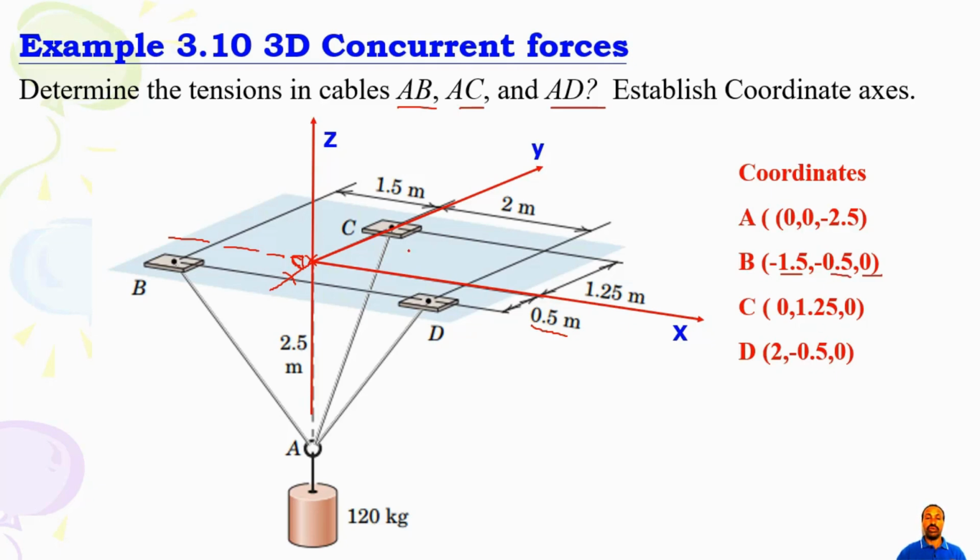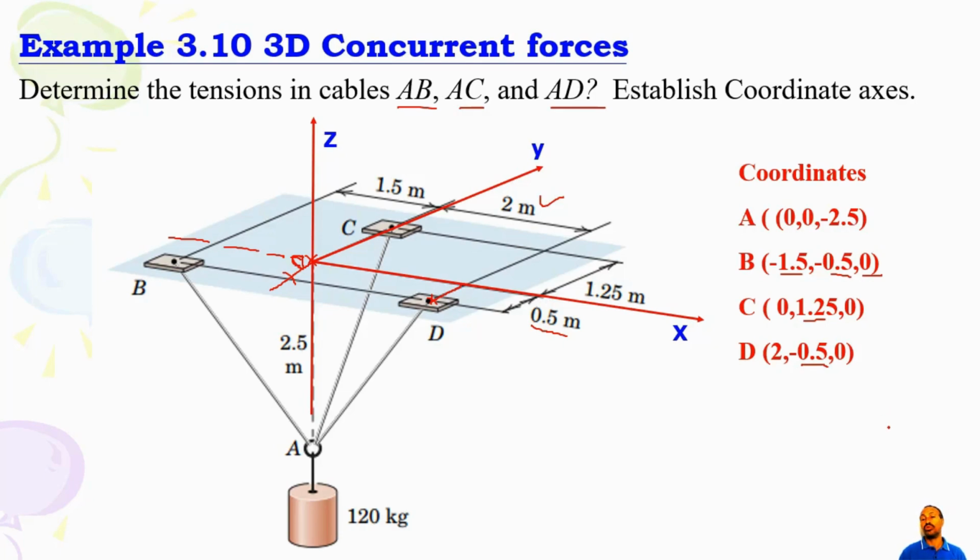Then the C coordinate will be this one. So you go in the Y direction, which is this one, 1.25 only. The rest are 0, 0. And D, this is the D coordinate. So in the X direction, you go a distance of 2 meters. And you go in the backward direction of Y, this point is in the backward direction of the Y axis, so you put negative 0.5.